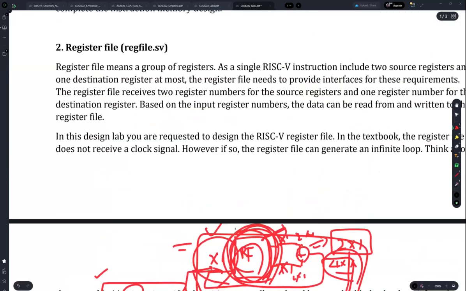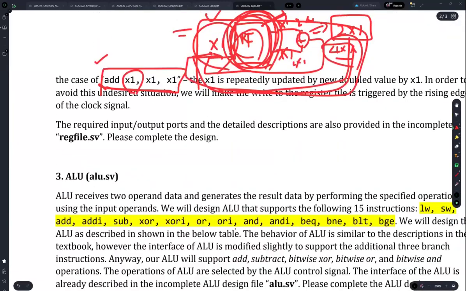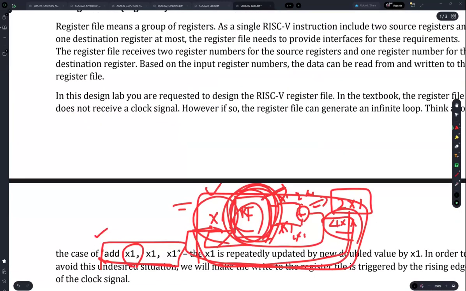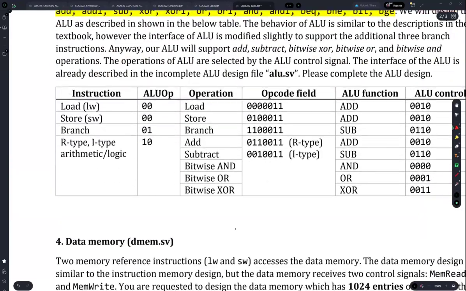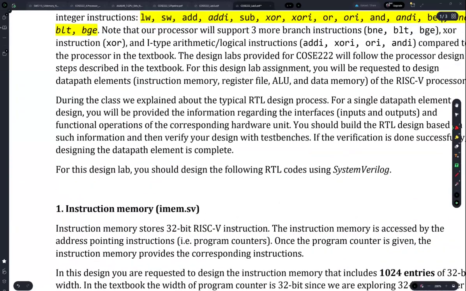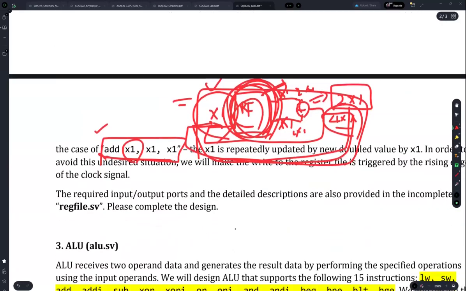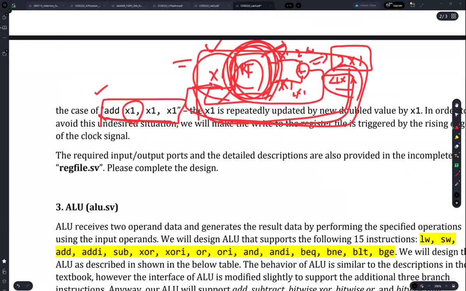During the class, I did not explain about the clock signal in the register file. I just explained this one. But I believe you can do this lab assignment without much difficulty because I already explained.